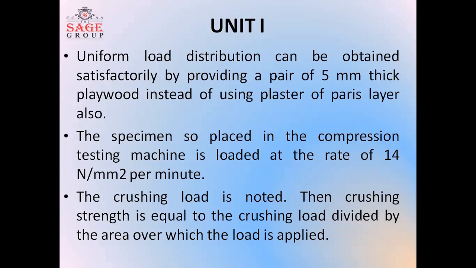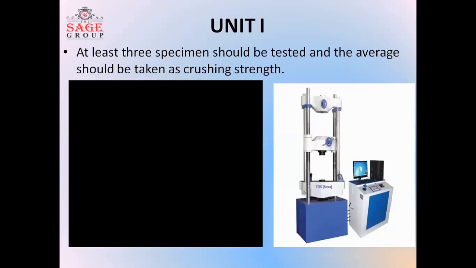Then the crushing strength is equal to the crushing load divided by the overall area on which the load is applied. That means the load applied on the surface, in Newton or kilonewton, is divided by the area covered by the specimen on which the load is applied. On the basis of this, the strength of the stone is decided. At least 3 specimens should be tested and the average of these values should be taken as the crushing strength. The machine used is the UTM, the Universal Testing Machine, in which the crushing strength of the stone is found out.